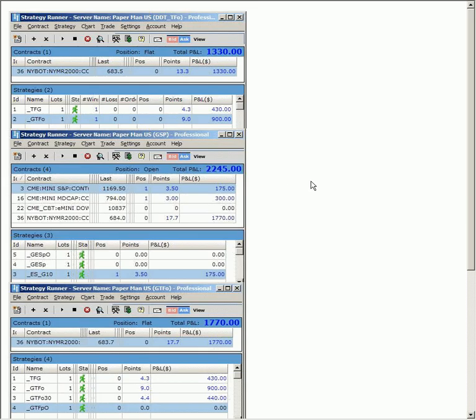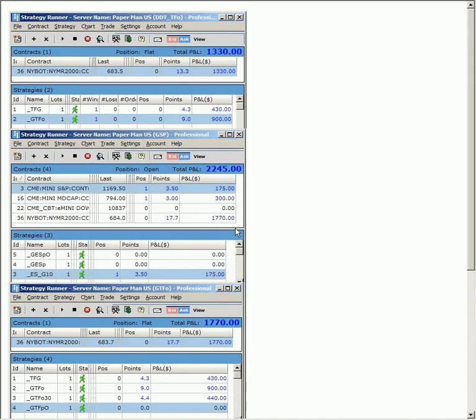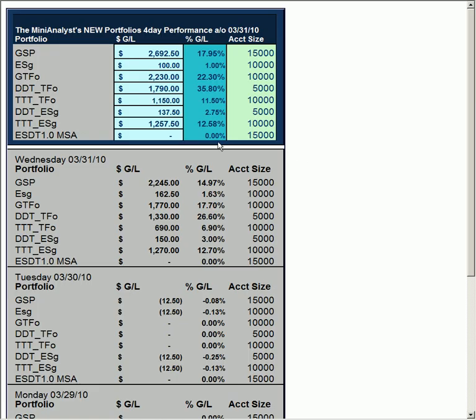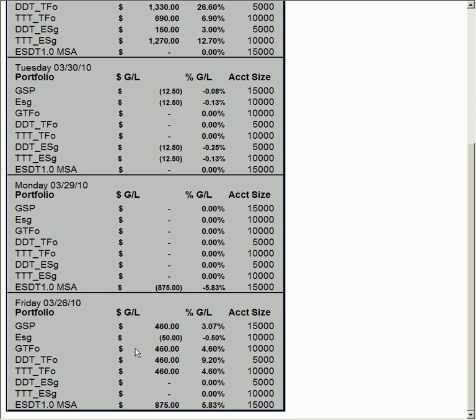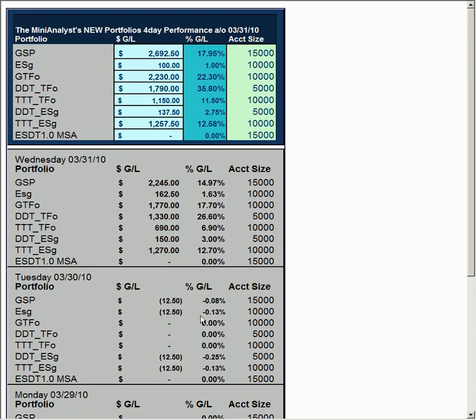We have a couple of the highlights. GSP's up $2,245, as you just saw. This was about an hour ago, so actually this still has some exposure. I think 2 lots. Could be wrong, but these are certainly out. GTFO gains $1,800. That's a $10,000 account. And as you can see right there, over the last 4 days, Friday had some good gains, no trades essentially over the last 2 days, and then boom, hit the nail on the head today. 27% for that DDT TFO.